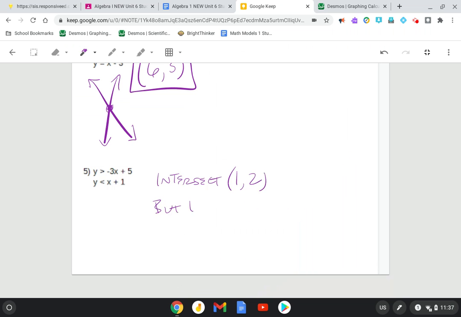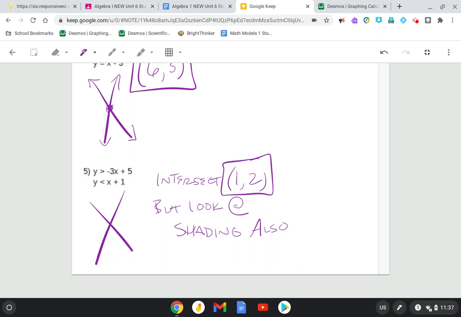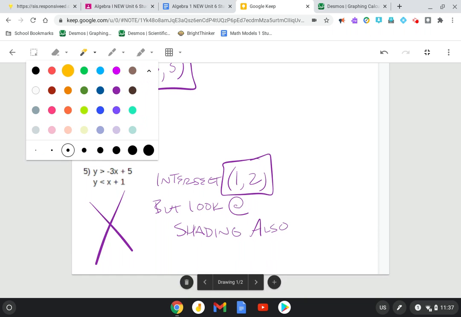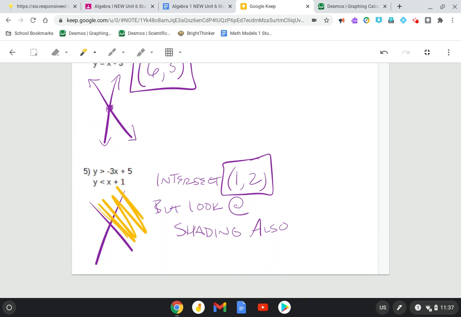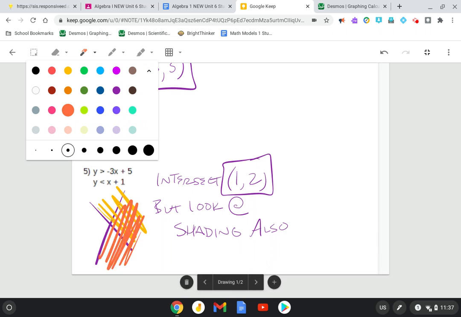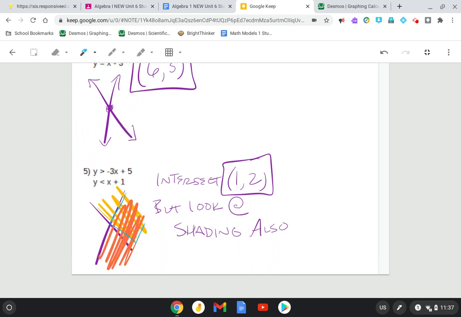but look at shading. Okay, so make sure you're understanding and thinking about it in terms of, if this line is shaded here and this line is shaded here, then my solution would be in this section right here where it's shaded both. So that's what you have to be looking for.